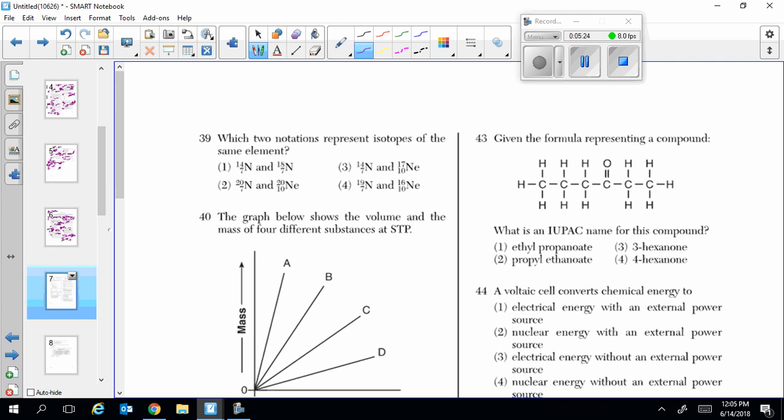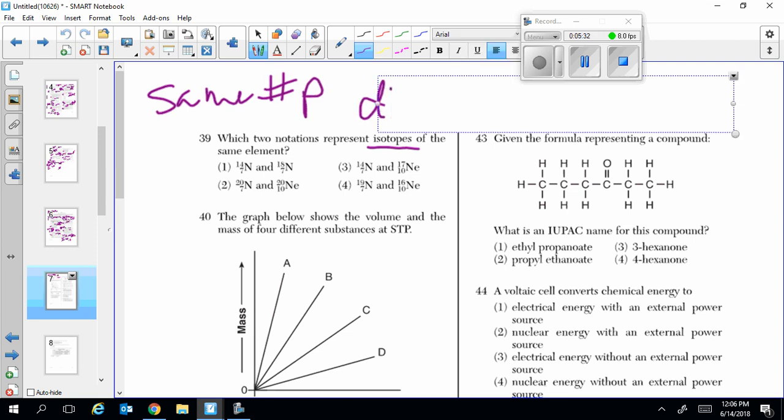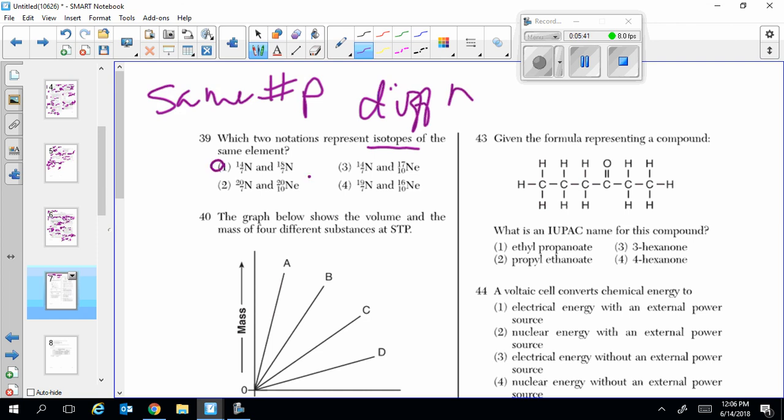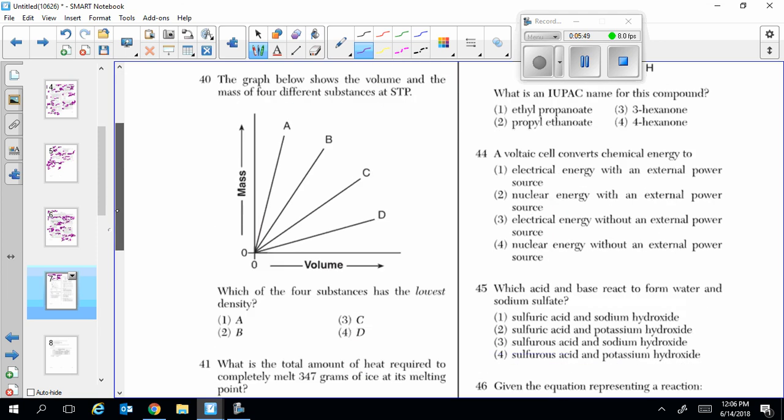Which two notations represent isotopes of the same element? Isotopes have the same number of protons, but a different number of neutrons. So nitrogen and nitrogen, 14 and 18, there we go. The other choices are nitrogen and neon. So you have to have the same element because you have to have the same number of protons.